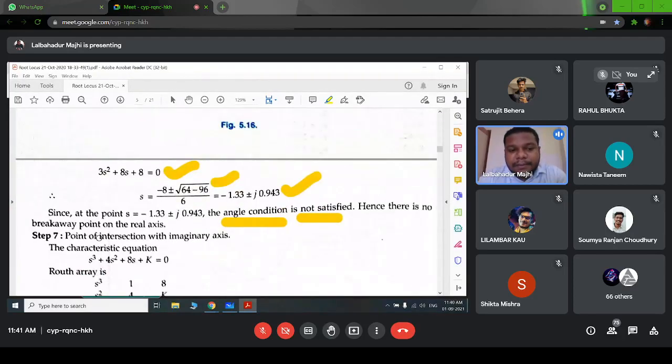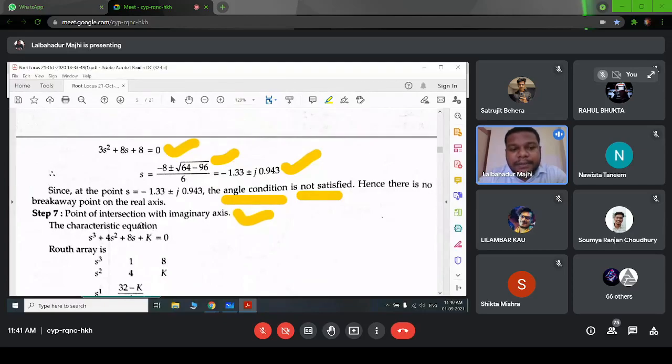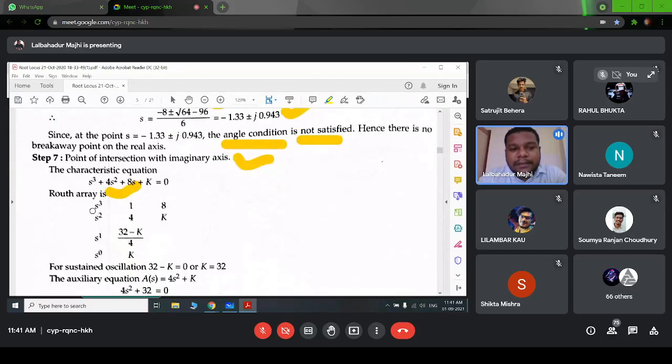The next step is to determine the point of intersection with the imaginary axis. For that, we use the characteristic equation and then the Routh array. We know the Routh array. Our characteristic equation is s cube plus 4s square plus 8s plus k equal to 0. We write it in decreasing order of the power of s: the coefficient of s cube is 1, then 8, and then 4, and then k.